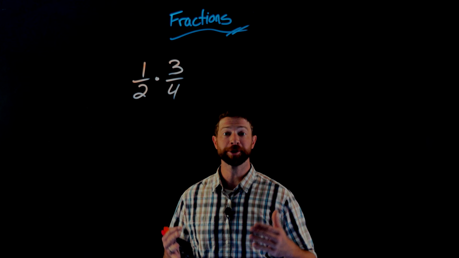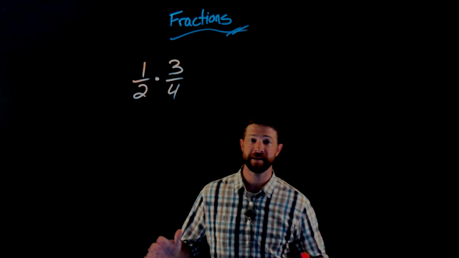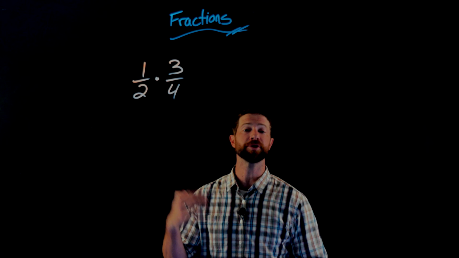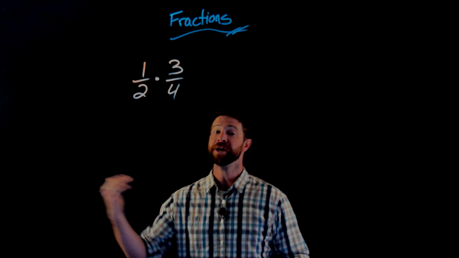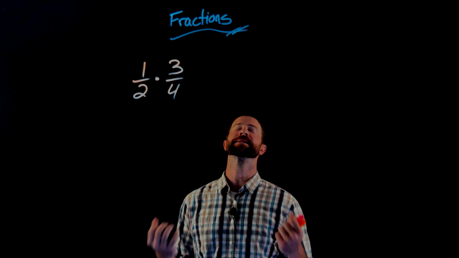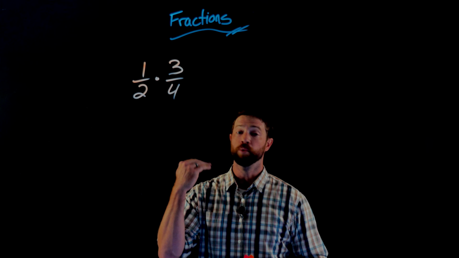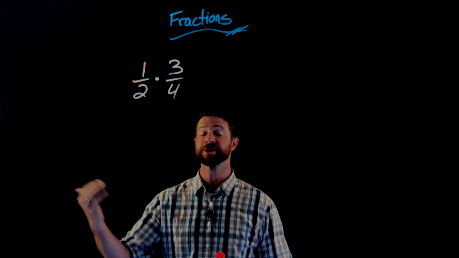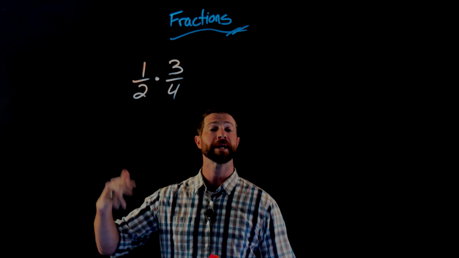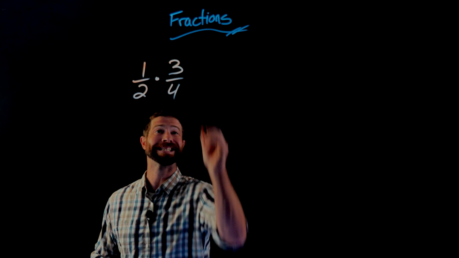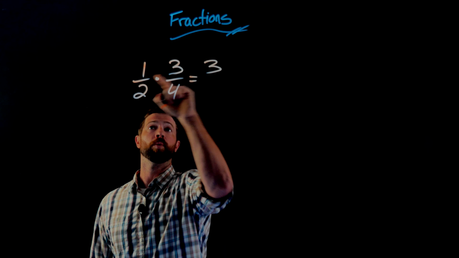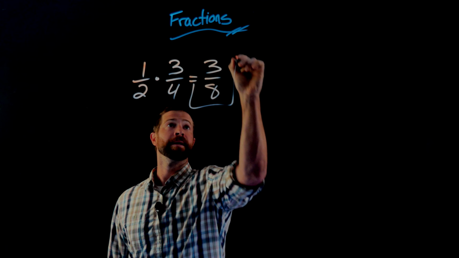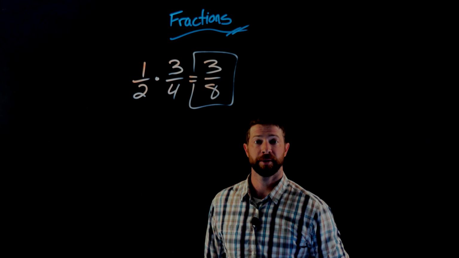All right, let's now multiply two fractions together. Multiplying and dividing fractions is so much easier than adding and subtracting fractions. It has nothing to do with common denominators. In fact, to multiply two fractions is exactly what you'd want to do. Remember, radically different than adding or subtracting. What we do when we multiply two fractions together is simply multiply the numerators and multiply the denominators together. It's as easy as that. 1 times 3 is 3. 2 times 4 is 8. This is the result of multiplying those two together.